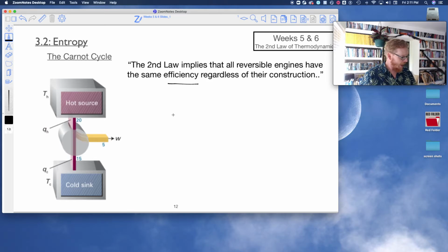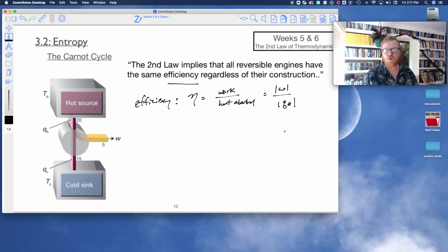Okay? And I'll just give you the definition of thermodynamic efficiency. It gets the Greek letter eta, which is the work performed divided by heat absorbed. Okay? So that's equal to the absolute value of W divided by the absolute value of QH. So let's think about this now. So suppose we have this engine. Okay? So we have some hot source. So this could be from the combustion of a fuel, right?